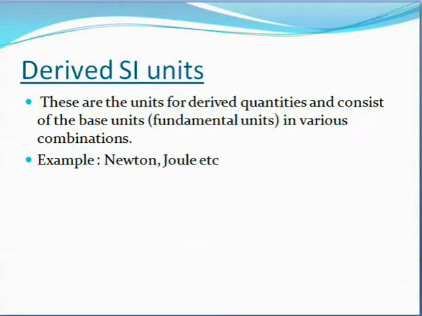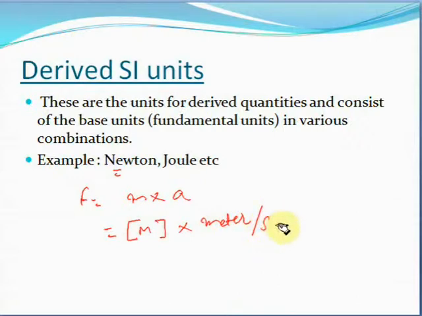Now we'll see what the derived SI units are. These are the units for derived quantities, and they consist of the base units, that is fundamental units, and various combinations. For example, the SI unit for force is Newton, and as we know, force is nothing but mass into acceleration. So for mass we have the fundamental unit kilogram, which we write as M. Similarly, acceleration is nothing but meter per second square.